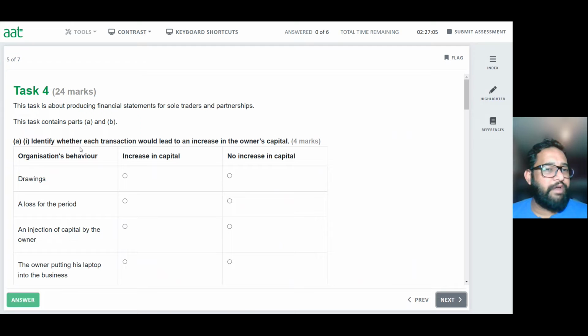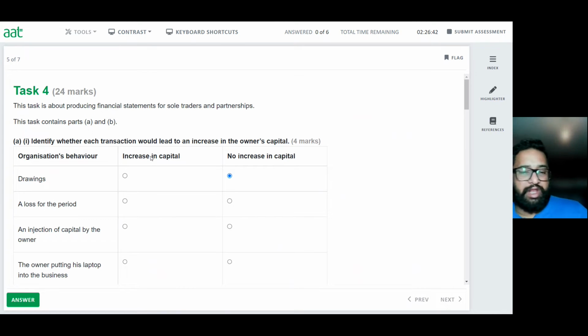So here, identify whether each transaction would lead to an increase in the owner's capital. So what happens if the owner takes money out of the business? Does that increase the capital or not? It will definitely not increase the capital. It will in fact reduce the capital. So the answer is going to be not increase the capital here, because that is the only other option you have, because it either increases or it does not increase.